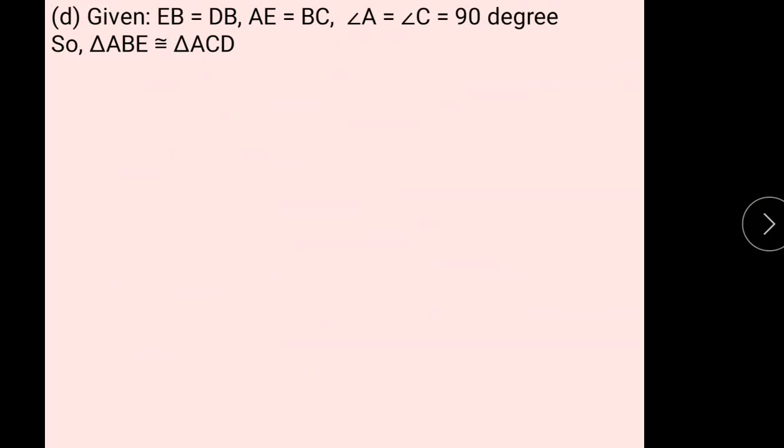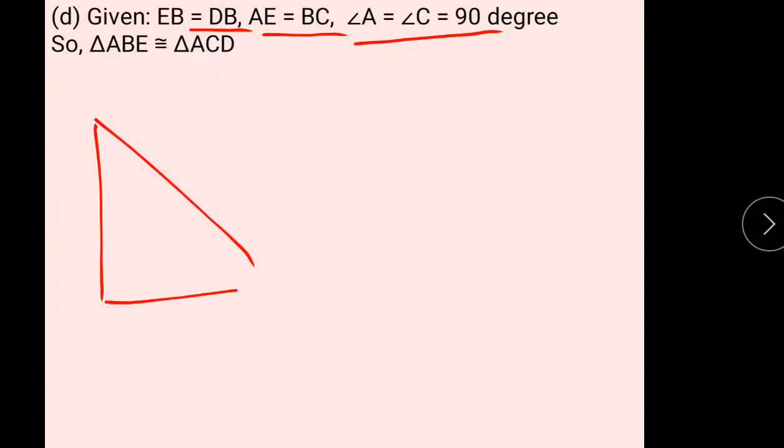So proceeding to part D. Given EB is equal to DB, AE is equal to BC, and angle A is equal to angle C is equal to 90 degrees. Dear children, I hope you remember what I have told: whenever you get 90 degrees, it is a right angle triangle, right? So it is ACB. We cannot write B is equal to 90 degrees. Angle A is 90 degrees, right?